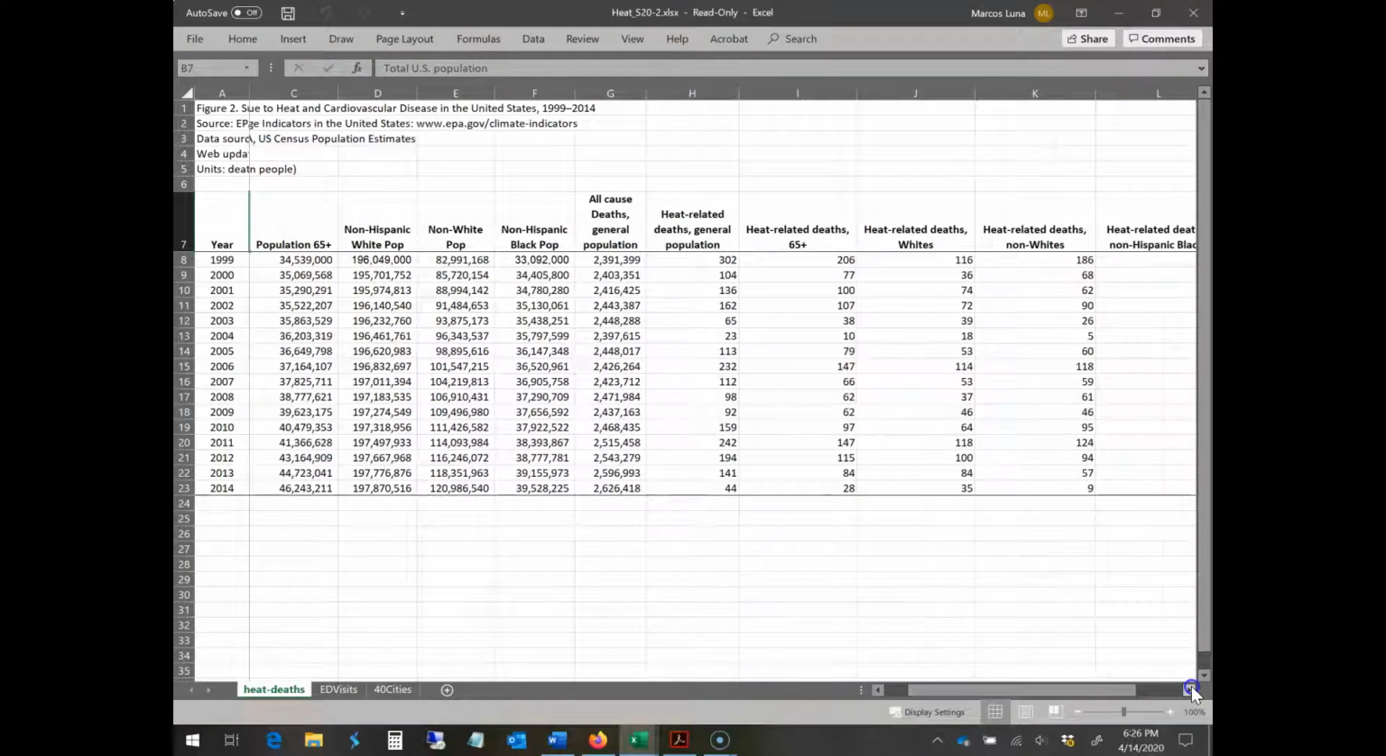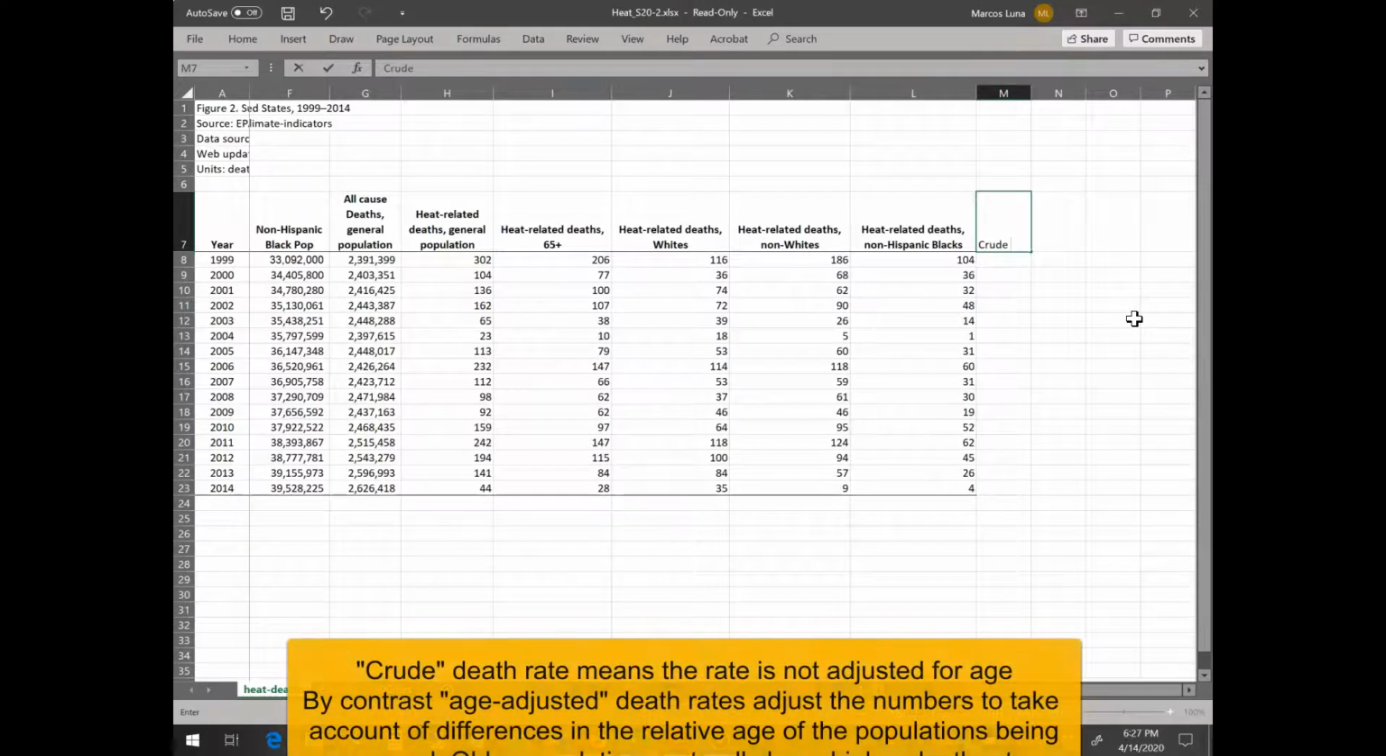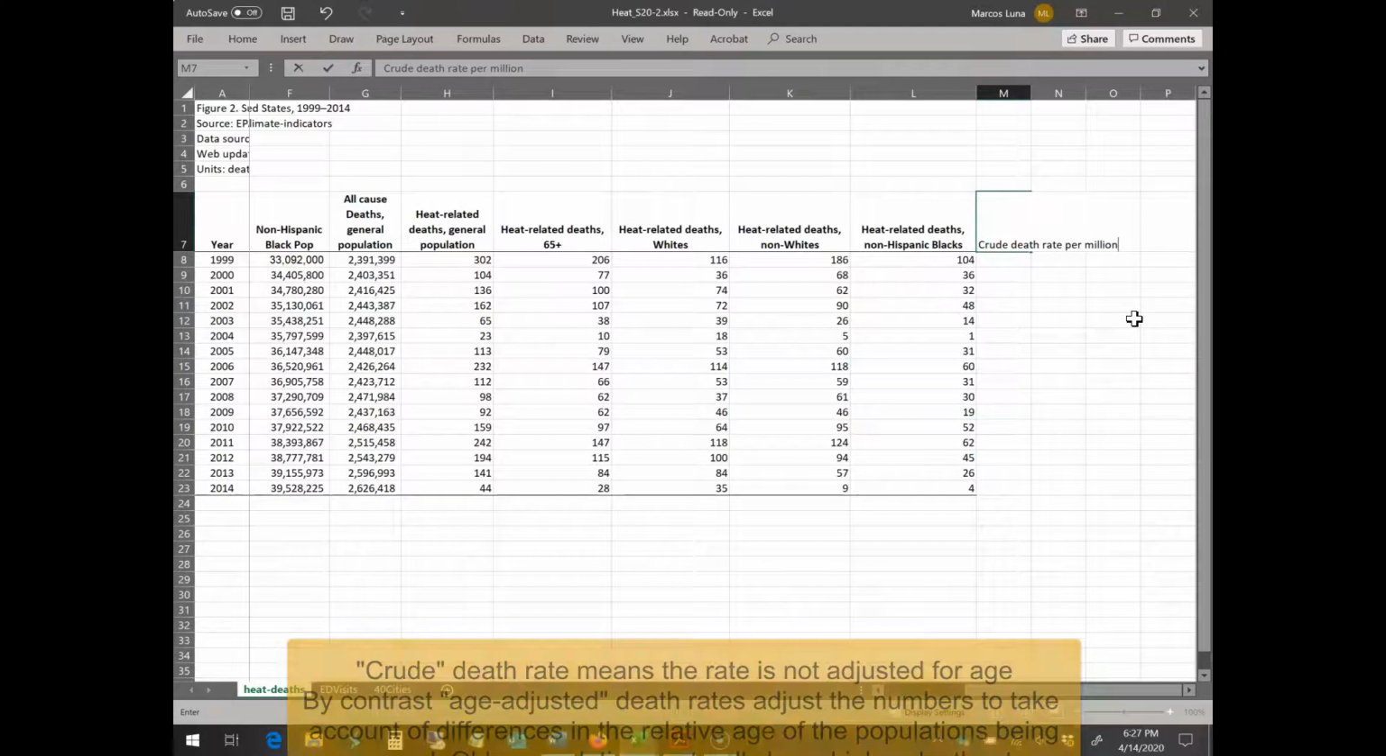So the first thing we're going to construct is the all-cause mortality or death rate per million people. So we're going to say this is the crude death rate per million people, right?